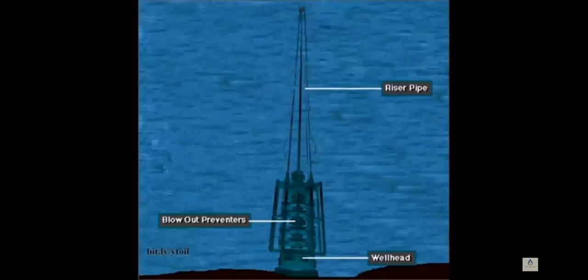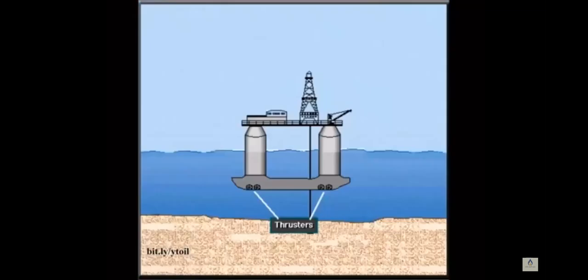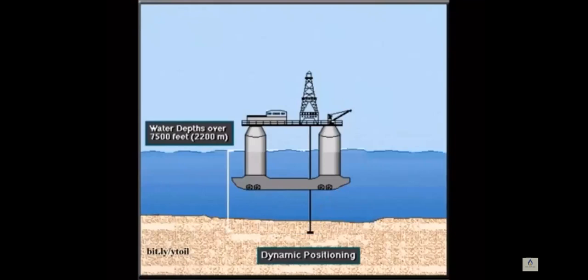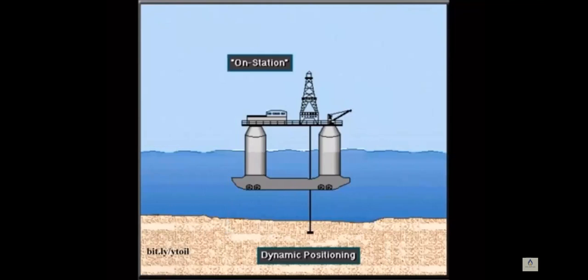Crew members mount the wellhead and blowout preventers on the ocean floor. Special hollow pipe called riser pipe connects the top of the blowout preventer to the rig. In some cases, the crew uses thrusters to keep the rig over the hole. Called dynamic positioning, the thrusters, which are connected to an onboard computer, keep the rig in position. Some dynamically positioned semi-submersibles can drill in water depths of more than 7,500 feet, or over 2,200 meters. When keeping a rig over the hole, drilling crews use the term on station.